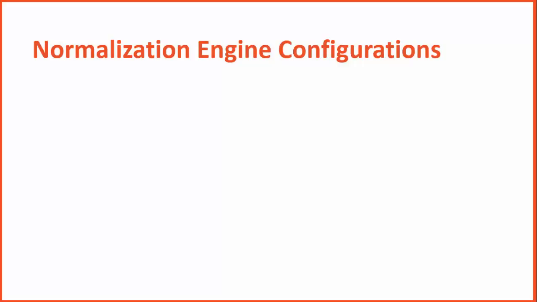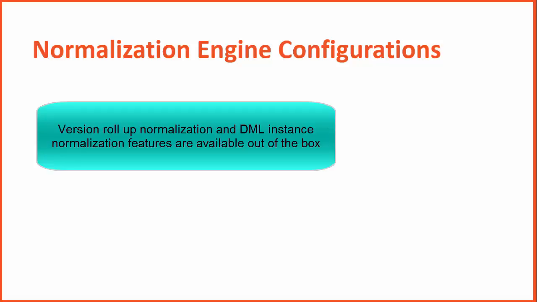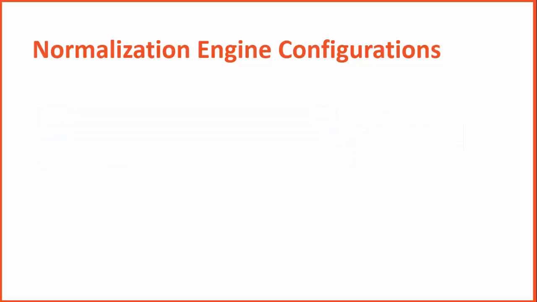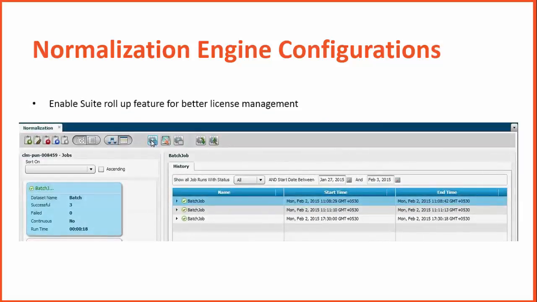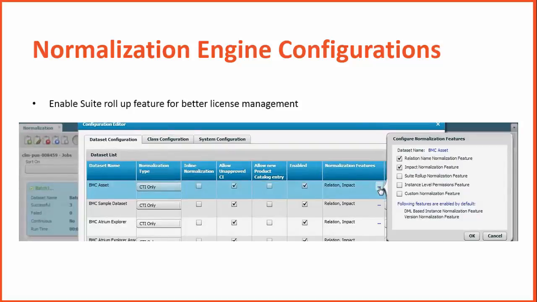Best practices for normalization engine configurations. For a normalization job, version rollup normalization and DML instance normalization features are available out of the box. The user does not have a choice to enable or disable these features. However, there's an option to enable other normalization features. Open the configuration editor on the normalization console. For each dataset, you can enable the normalization engine features. For example, here we see that DML-based normalization and version normalization are enabled by default. Best practice recommends that you should also select the suite rollup normalization feature.